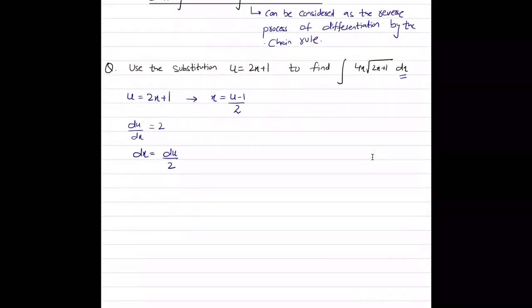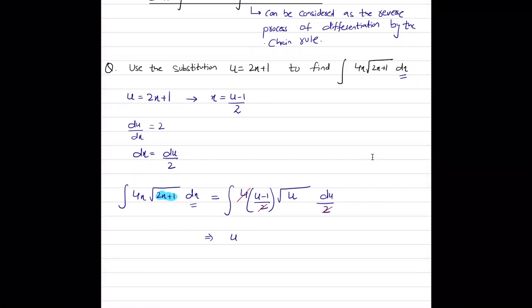Now I'm going to substitute in 4x square root of 2x plus 1 dx. I know 2x plus 1 is going to be replaced with u, and x is (u minus 1) over 2. The square root of 2x plus 1 is just square root of u, and dx is du upon 2. If you see, 2 times 2 is 4, and the 4 and 4 can be resolved. You are going to get the integral of (u minus 1) times u to the power of half, that is u to the power of 3 upon 2 minus u to the power of 1 upon 2, du. So you can see now that the entire integral is in terms of u only, nothing else.